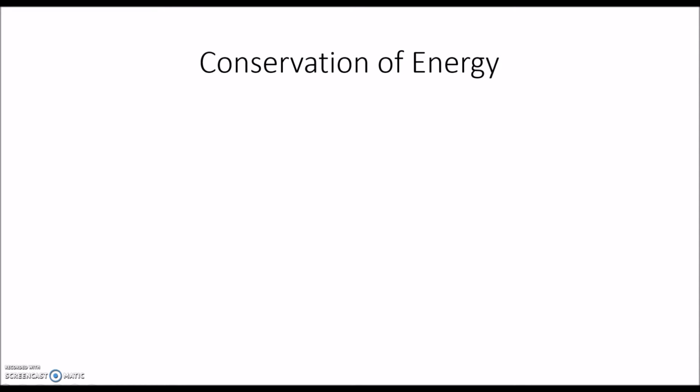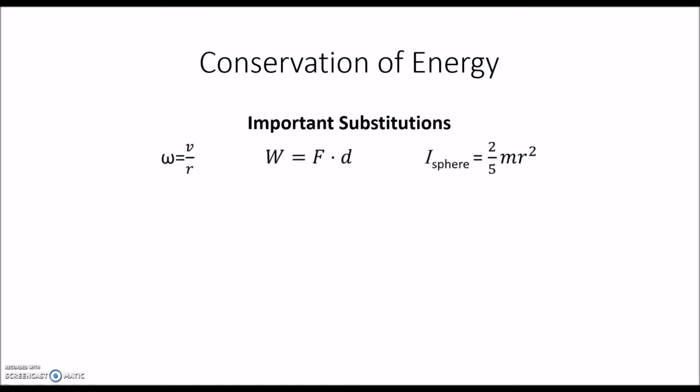Now that we've successfully figured out the work done by the frictional force, we need to head back to our conservation of energy equation in order to figure out the velocity of the ball after it's traveled the 10 feet. However, we need to make a few important substitutions in order to have a solvable equation. The first substitution we are going to make is that omega, the angular velocity of the ball, is equal to the translational velocity of the ball divided by the radius. The second substitution we're going to make is that the work done by a force is equal to that force times the distance applied for.